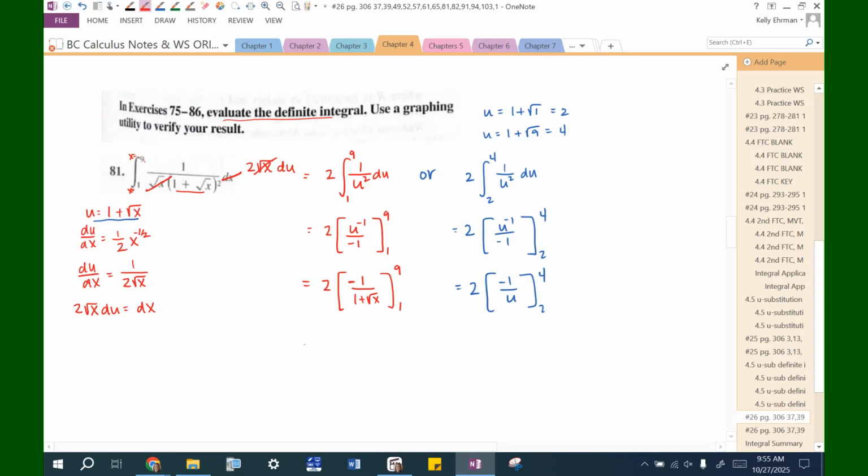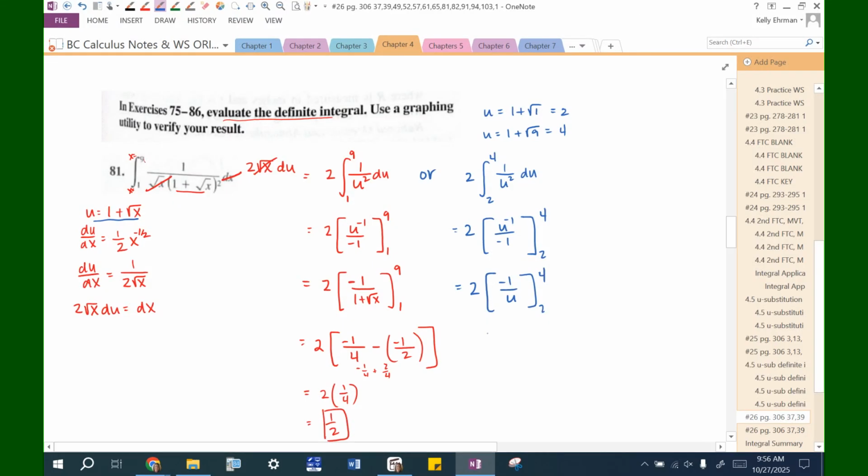Okay, and then here I'm getting 2 times, if I plug in 9, I get negative 1 over 1 plus 3 minus, put in 1, negative 1 over 1 plus 1. And let's just finish the math here. Negative 1/4 plus 1/2. So negative 1/4 plus 2/4 is positive 1/4. So 2 times 1/4 is 1/2.